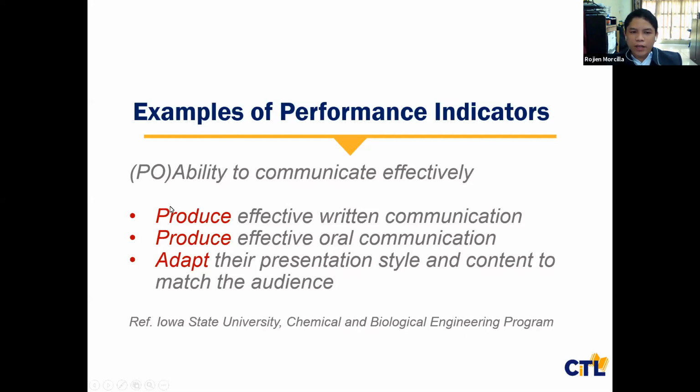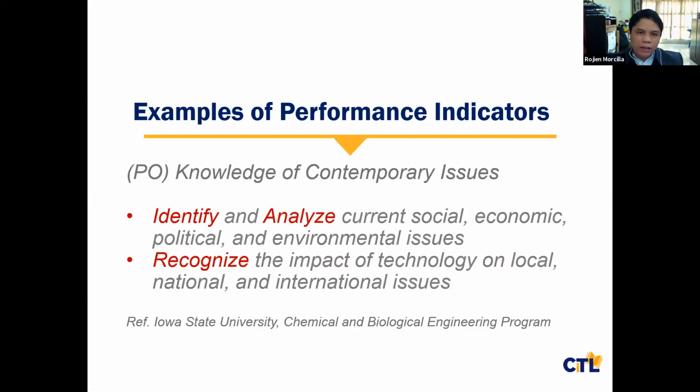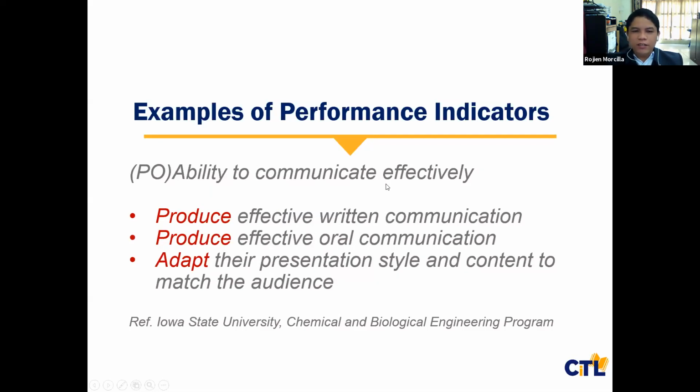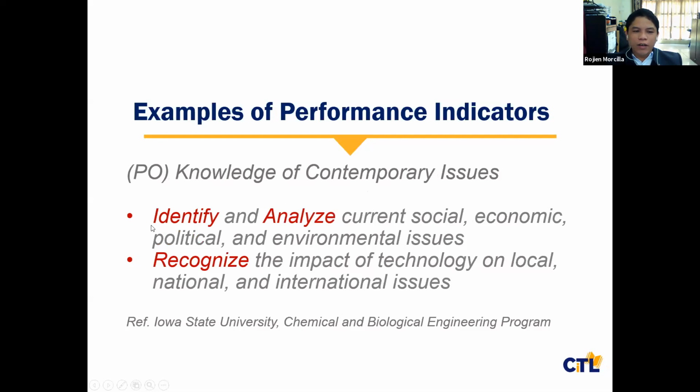Okay, so the verbs are clear: they can produce, they adapt. Another example is this PO for knowledge of contemporary issues. Number 1, they need to identify and analyze current social, economic, political, and environmental issues. So that's clear. Next, recognize the impact of technology on local, national, and international issues. Again, this is from Iowa State University.